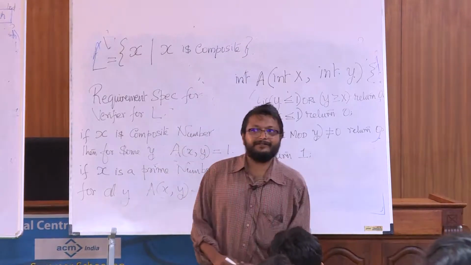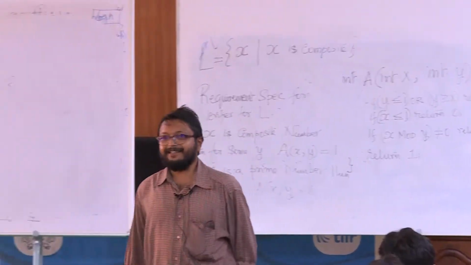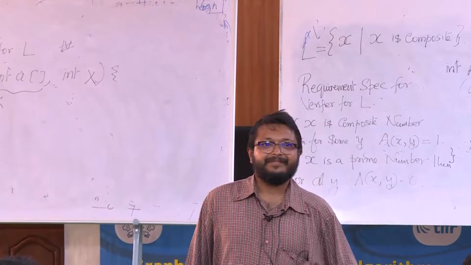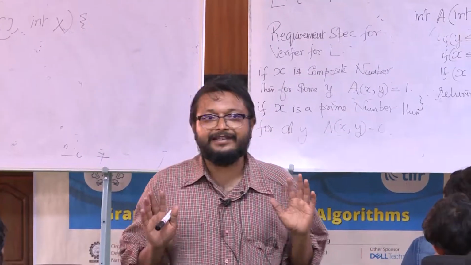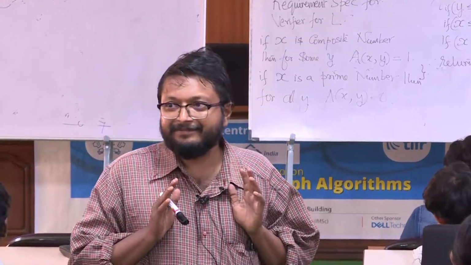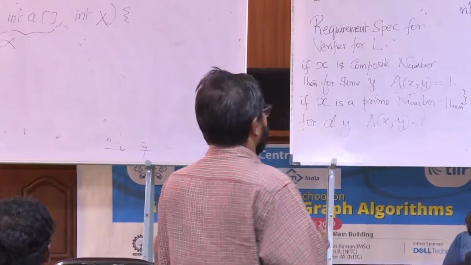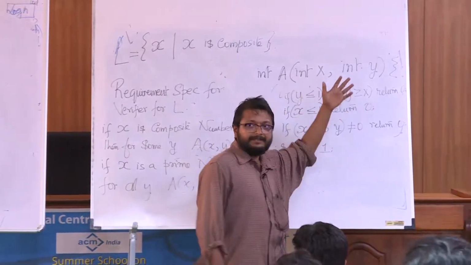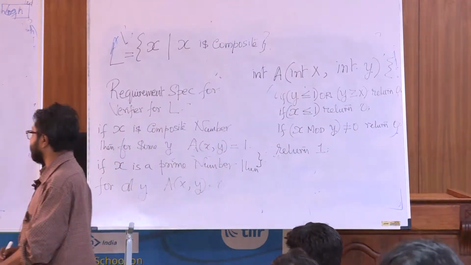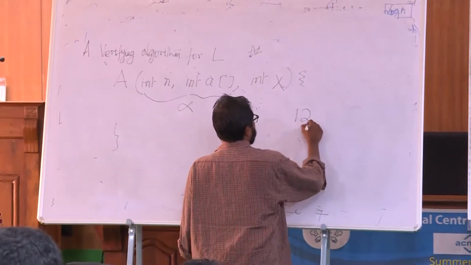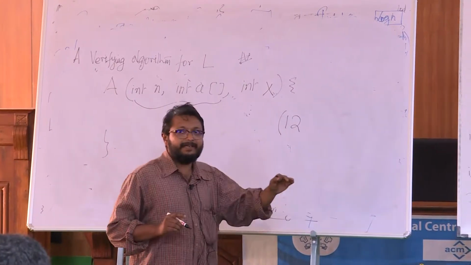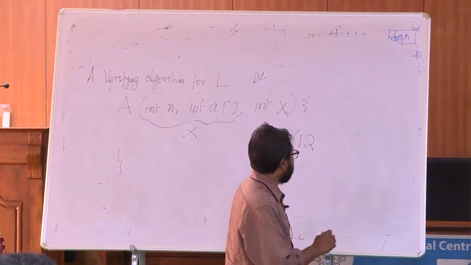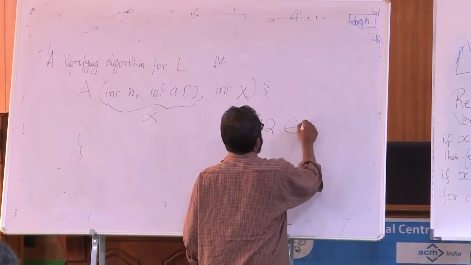Now I return 1 if all other checks are clear, and otherwise I return y. Is this a valid verifier? Let's check. Yes, because if x belongs to L, let's look at an instance: 12. Does 12 belong to L? 12 belongs to L, right? 12 is composite.